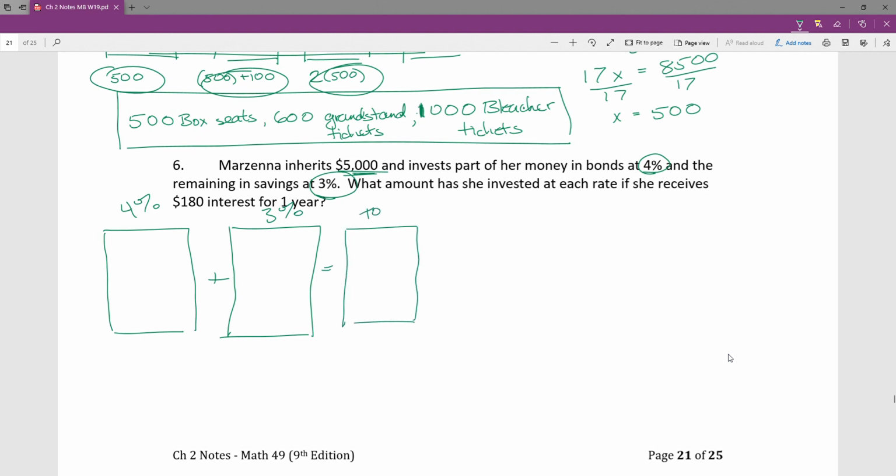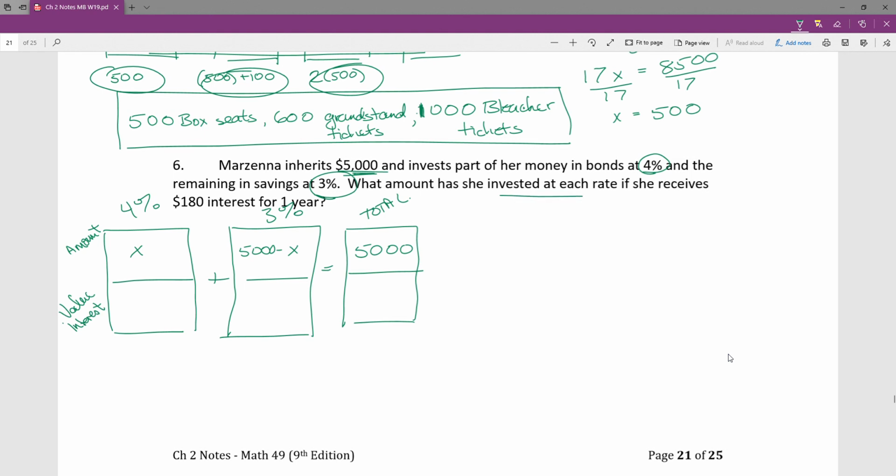So this is going to be my totals box. And again with this, to just build it up slow, this is the amount of money. This is going to be the value of interest. Okay, so she's got $5,000. That is her total amount of money. That means that she's going to have X of this and 5,000 minus X in the other amount, the other rate.